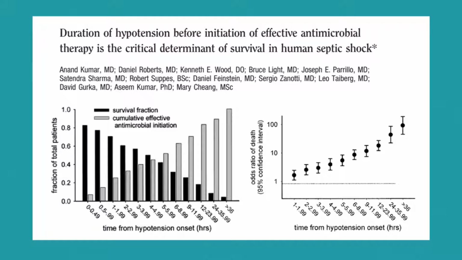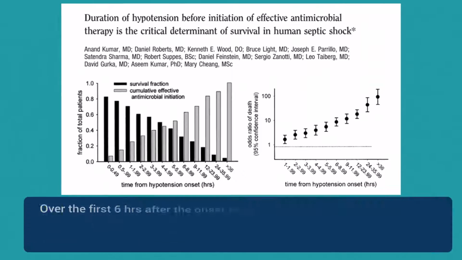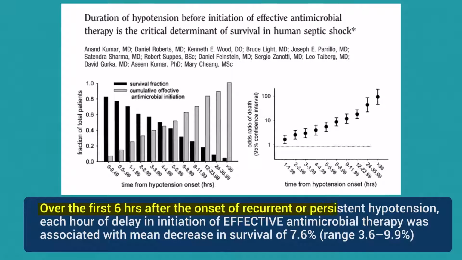So this is a landmark study that was done by Kumar and co-workers. The study is titled Duration of Hypotension Before Initiation of Effective Antimicrobial Therapy is the Critical Determinant of Survival in Human Septic Shock. What they found was that over the first 6 hours after the onset of recurrent or persistent hypotension, each hour's delay in initiation of effective antimicrobial therapy was associated with a mean decrease in survival of 7.6%. So the key word here is effective. In such stages, you want to know what is the most effective therapy that can be given to this patient without resulting in mortality due to a delay in your choice of antibiotic.